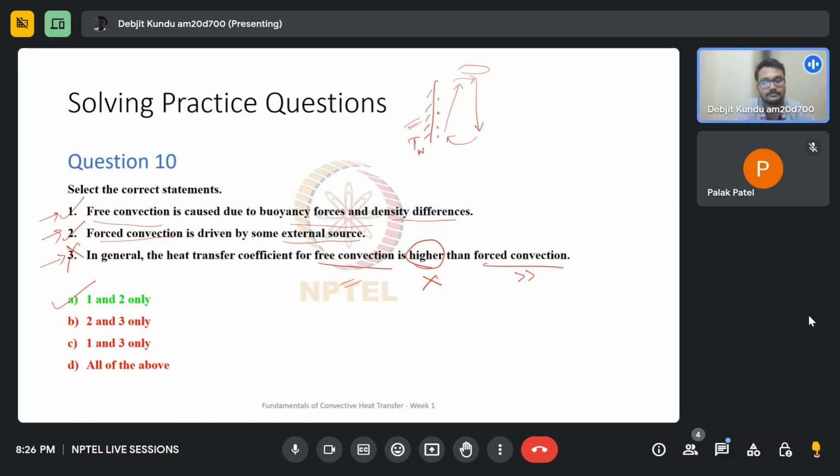Does that make things clear? Yes, sir. So how was that example of keeping the fan off and on? You can physically feel the difference, right?